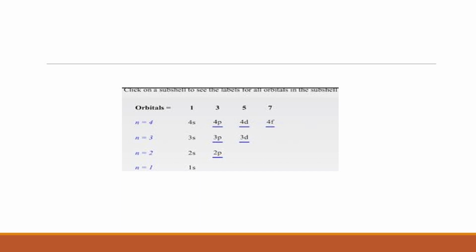For the second shell L, it has 2 subshells S and P, because it can accommodate 8 electrons. For the third shell M, it has 3 subshells S, P and D, because it can accommodate 18 electrons. For the fourth shell N, it has 4 sublevels or 4 subshells, that is S, P, D and F, because it can accommodate 32 electrons.